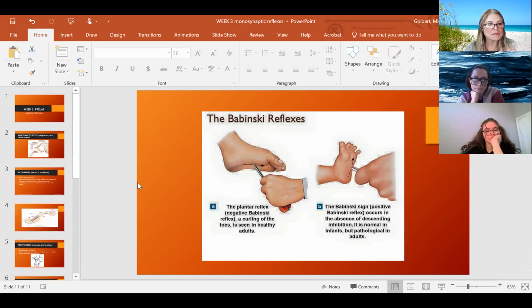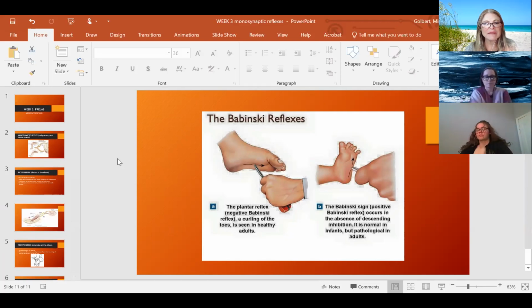So those are the different monosynaptic reflexes. Remember, that means one sensory neuron, one motor neuron, and they're synapsing in the spinal cord, in the gray matter of the spinal cord. So any questions on the reflexes?